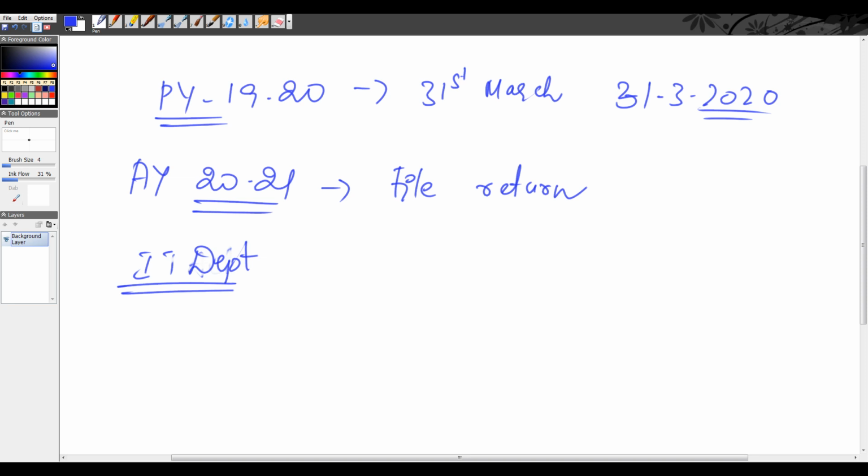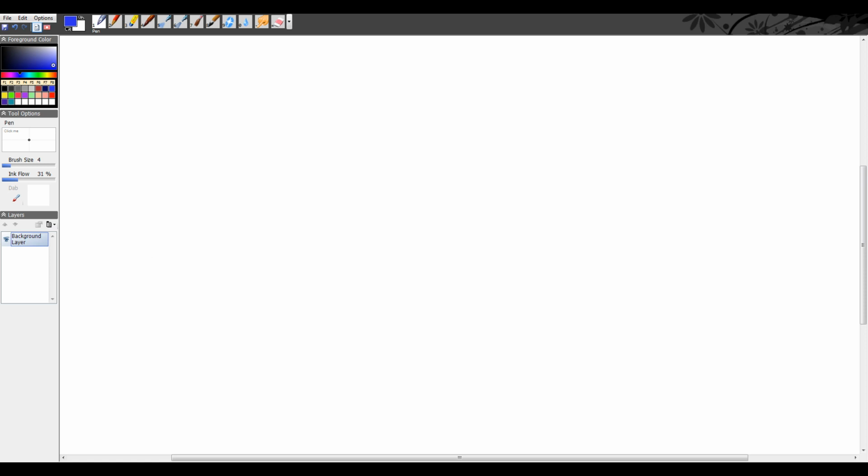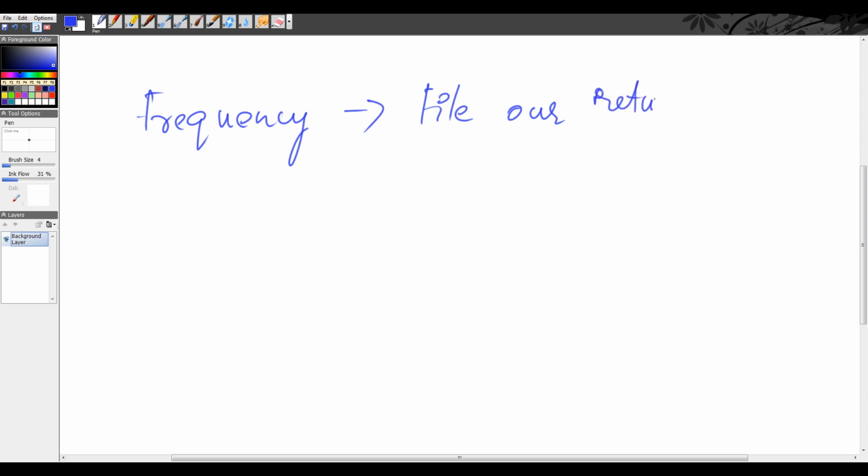Now, how frequently is one supposed to pay tax? Is it necessary that we pay tax every month, every quarter, or every half year? What is the frequency when it comes to payment of taxes? So again, it depends. One thing is very clear: we will have to file a return only once during the year. We need not keep on filing the return every now and then, every month or every quarter. Only once during the year.